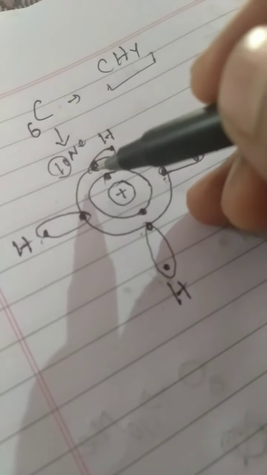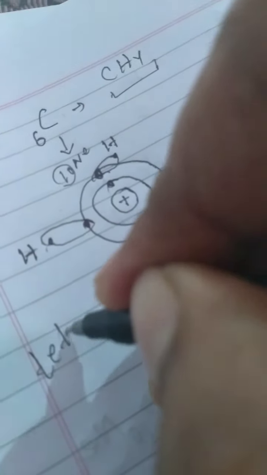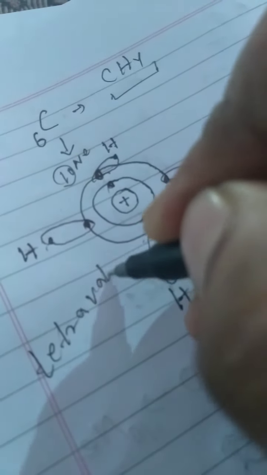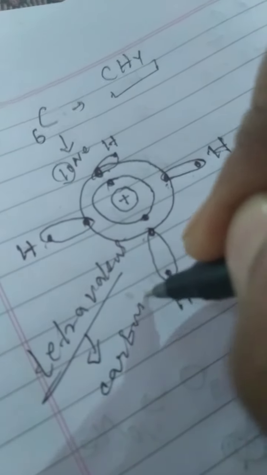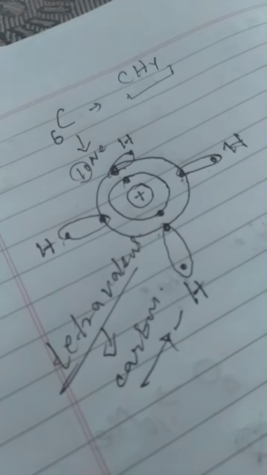One thing let me tell you. When the valency is 4, we use the term tetra, T-E-T-R-A, and valent means valency. So it is tetravalent. Carbon is tetravalent. So watch this video nicely.